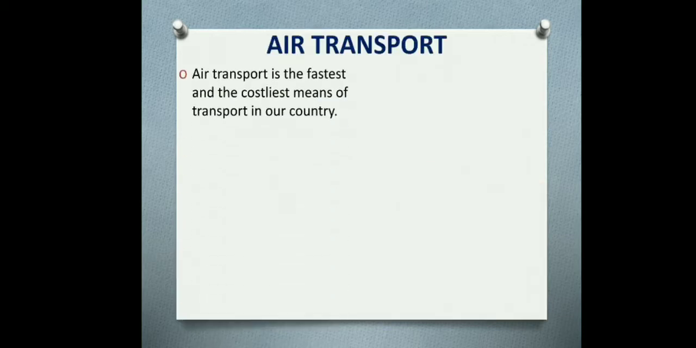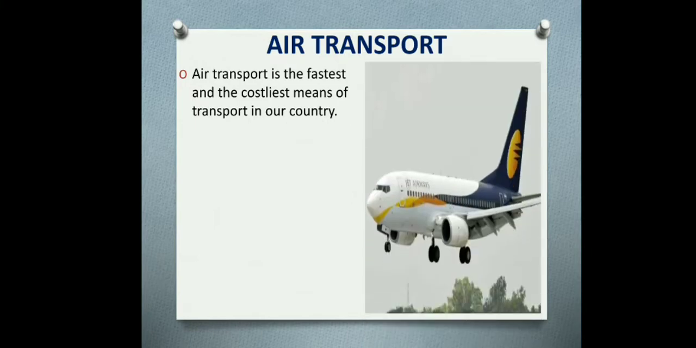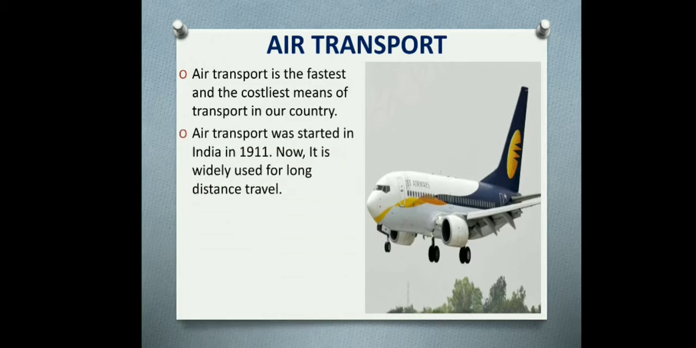Next we have air transport or airways. Air transport is the fastest and the costliest means of transport in a country. Almost every part of India can be reached by airplanes now. All the important cities are connected by airways. It was started in India in 1911 and now it is widely used for long distance travel.